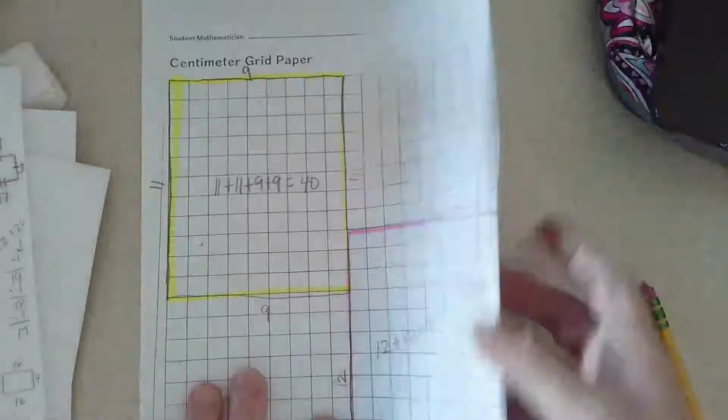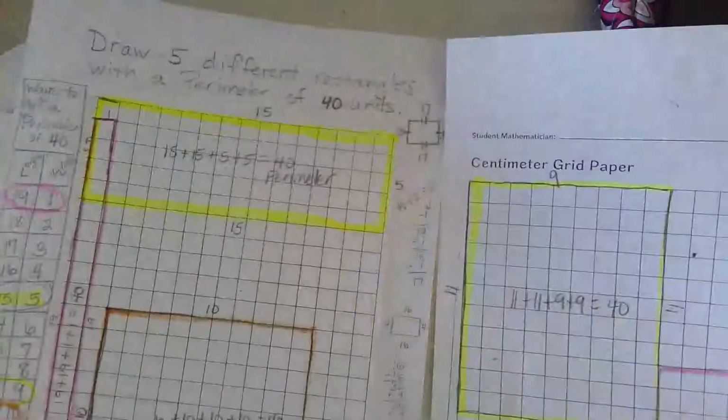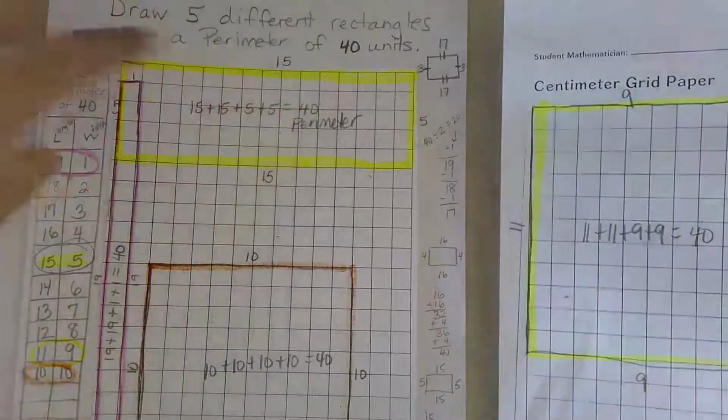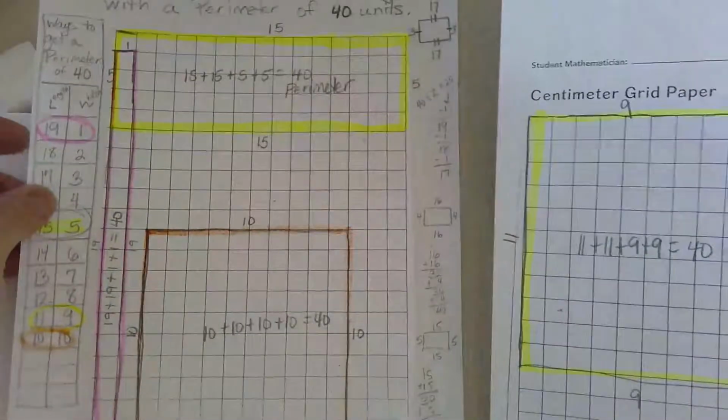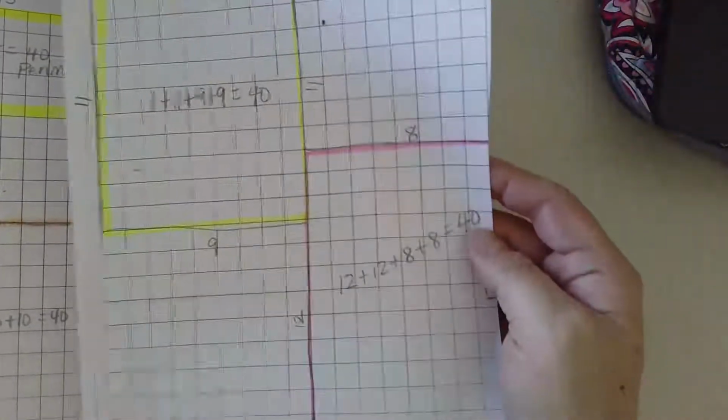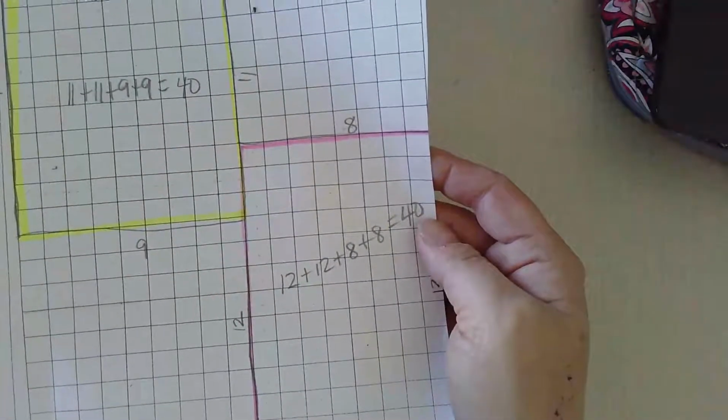Okay. So when we're looking at it, we have our 5 different rectangles. We made our chart, okay, using our strategy. Then we created all different rectangles. They all look a lot different, but they all have the same perimeter. And the perimeter, my friends, is the outside length of the rectangle.